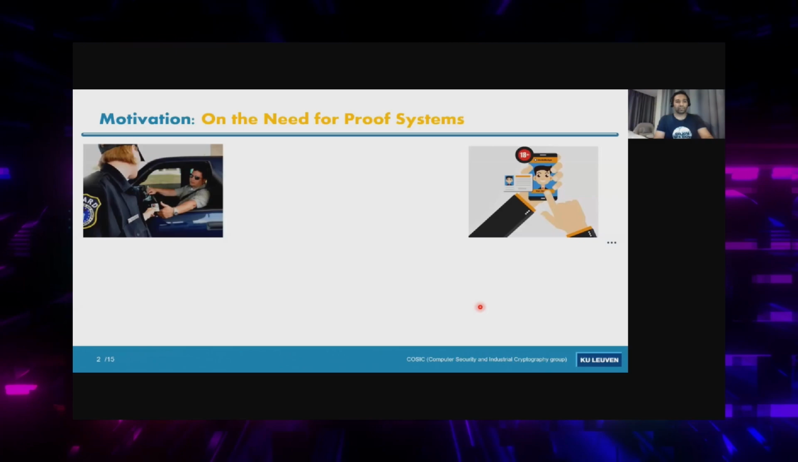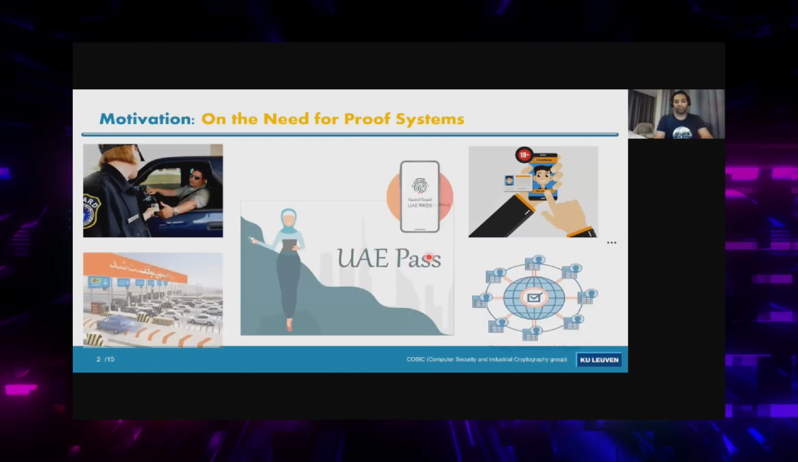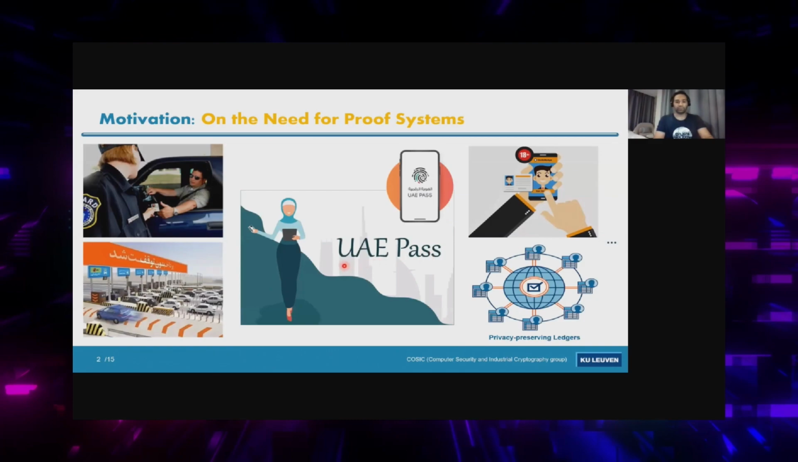This usually happens in our daily life for each of us, that we need to prove some statements. For example, we need to prove that we have a valid driving license from an authority. Or sometimes we need to prove that we are over 18 to get access to some services. Even here, you have some UAE Pass systems that basically allow you to prove your identity to get access to some services that the government or different companies are providing.